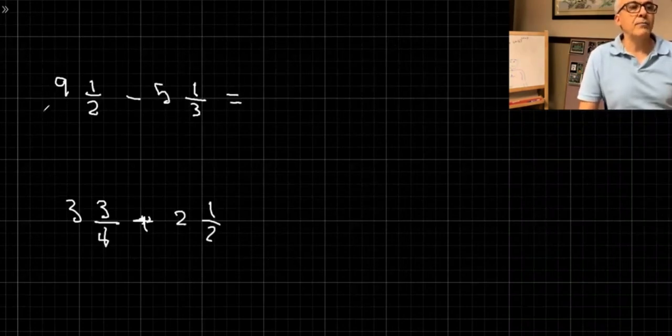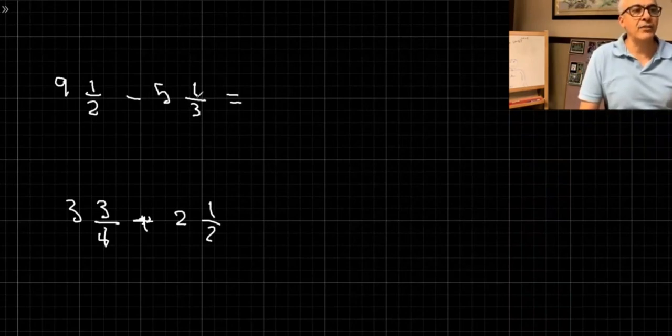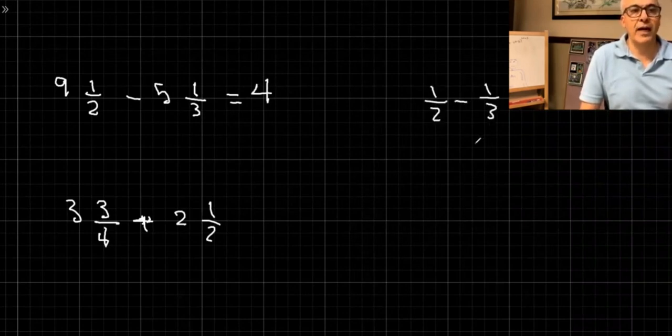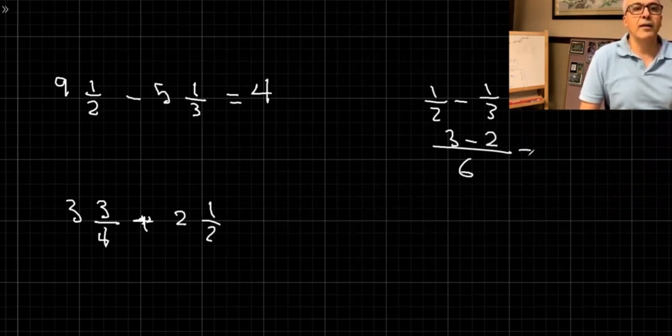So here is another one. We're subtracting. So we do the same thing. 9 minus 5 is 4. And I take the 1/2 minus 1/3 on the side. I do common denominator, which is 6. 6 divided by 2 is 3. 3 times 1 is 3. And then minus sign, 6 divided by 3 is 2. 2 times 1 is 2. So that's there, equals 1 over 6. So my answer here is 4 and 1/6.